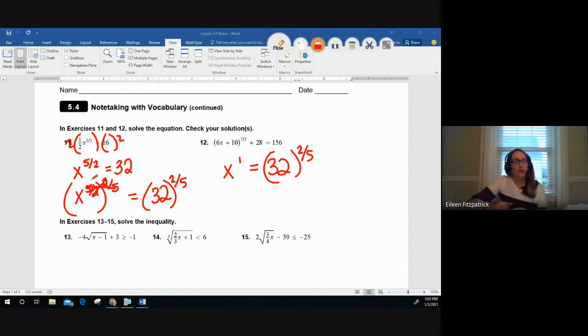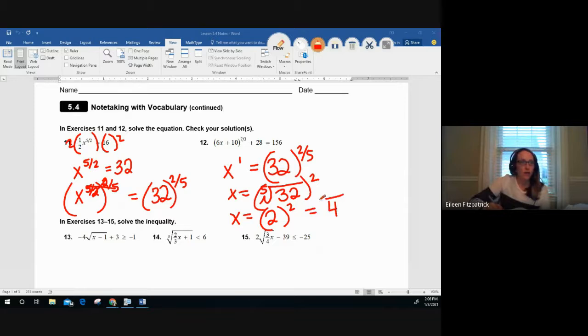With those fractional exponents, what you're going to do is raise both sides of the equation to the reciprocal exponent, because that eliminates the exponent on the variable. You're just left with an exponent of 1, which is the goal. Now I might want to rewrite it as the fifth root of 32 to see if it can be simplified and then squared. The fifth root of 32 is 2. So I have 2 squared, and 2 squared is simply 4.